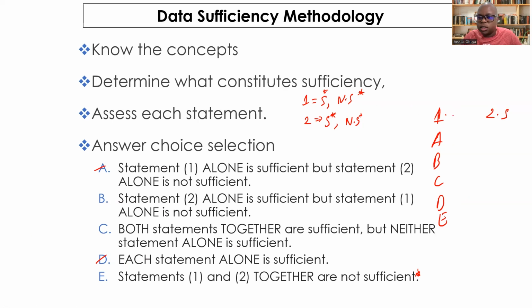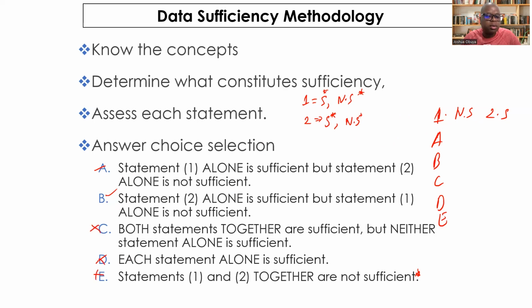If statement one is not sufficient, then you go ahead and assess statement two. Before you go ahead, answer choices A and D will automatically be gone, because that rules out statement one in any place where it appears as sufficient. Now you assess the second statement and find it to be sufficient. If the second statement is sufficient, then you have to go for the answer that does B, and rule out C and E.